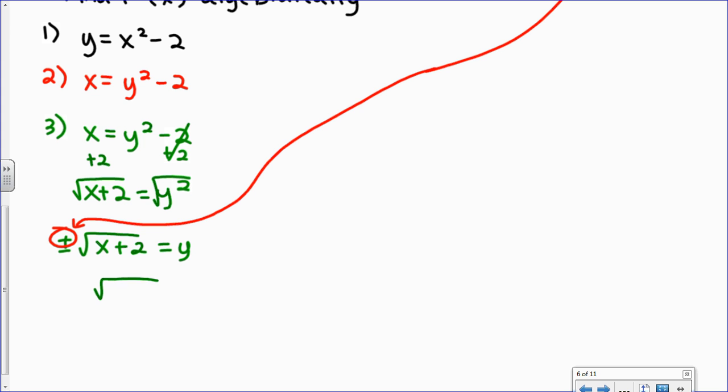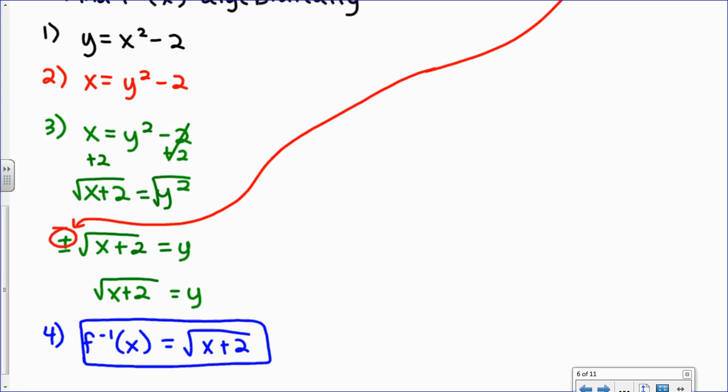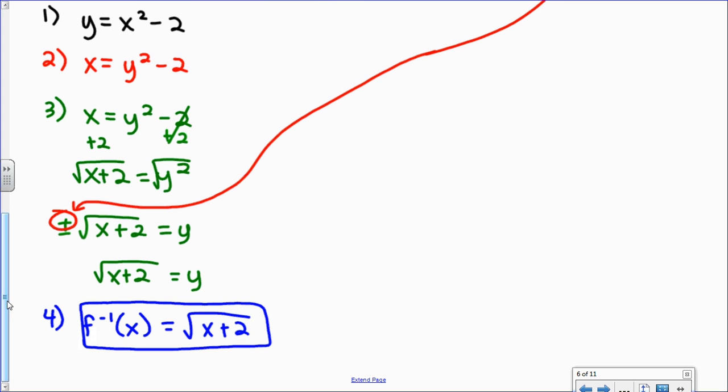And then the last step, replace y with f inverse of x. So that's how we get square root functions to be inverse functions of quadratics, because you have to take the square root when solving a quadratic.